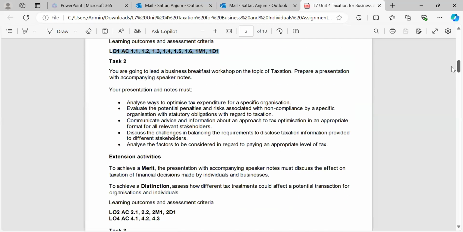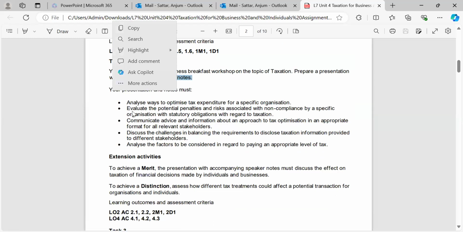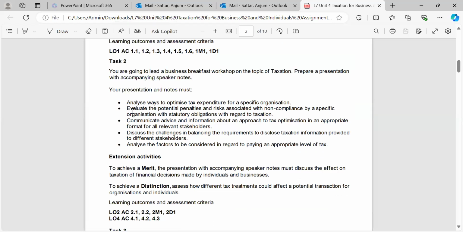PowerPoint slides and the elements we've been given. Then task 2: you're going to lead a business breakfast workshop, with a topic on taxation. You have to prepare speaker notes as well. So you can prepare the PowerPoint slides for this, and we can include these in one file, because they mention prepare the presentation, and the presentation and the speaker notes can be in a PowerPoint slide.